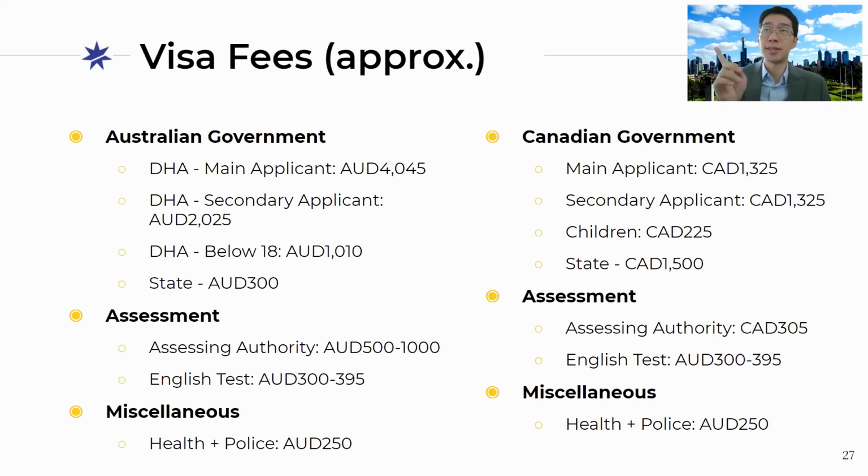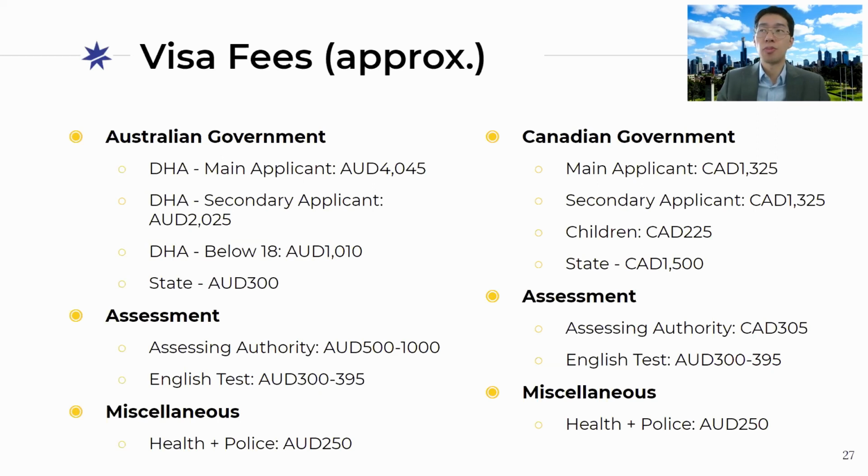So you can see on the right side, the main applicant for Canada is 1,325. Secondary applicant is 1,325, which is the spouse, and each child is only $225. Whereas Australia on the other side is a little bit higher, right? So Canada's program fees are slightly less, but they charge you for different things. You can see on the right side, the state application could be up to $1,500, and it could be less depending on which state you choose. So $1,500 is for Ontario, and then different smaller states charge slightly different fees, right?